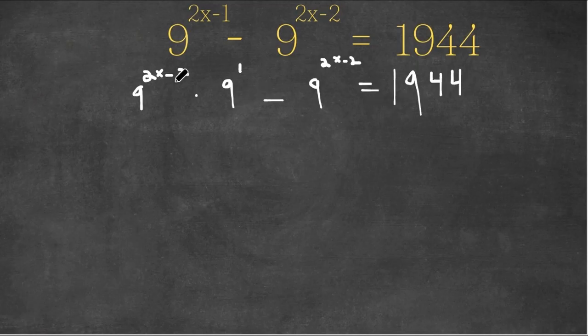So now, as you can see, we have two terms with 9 to the power of 2x minus 2 in them. So I'm going to factor 9 to the power of 2x minus 2 out of the left-hand side of this equation. So if I do that, 9 to the power of 2x minus 2 times 9 to the power of 1 divided by 9 to the power of 2x minus 2 is simply just 9 to the power of 1. And minus 9 to the power of 2x minus 2 divided by 9 to the power of 2x minus 2 is 1.